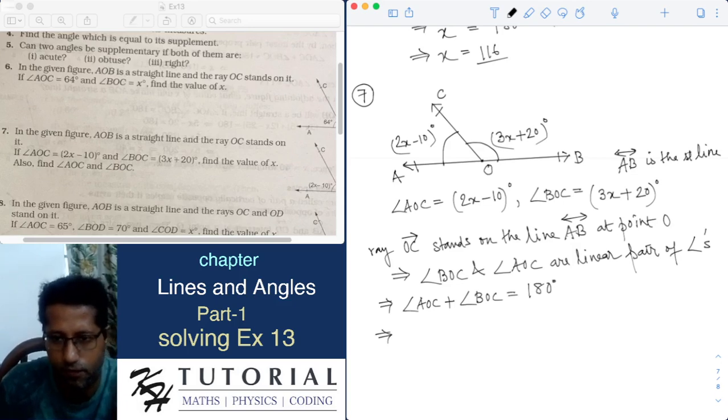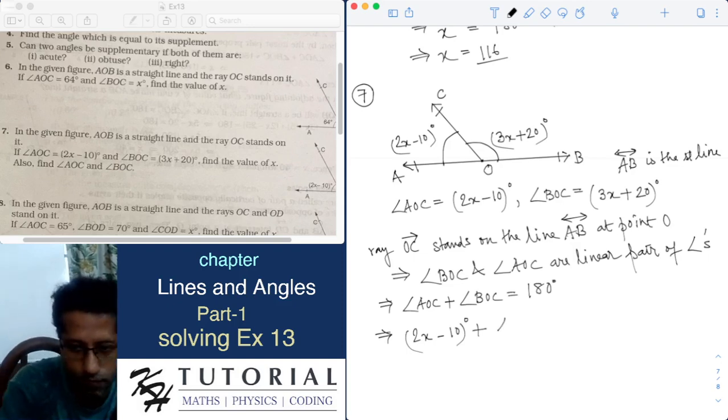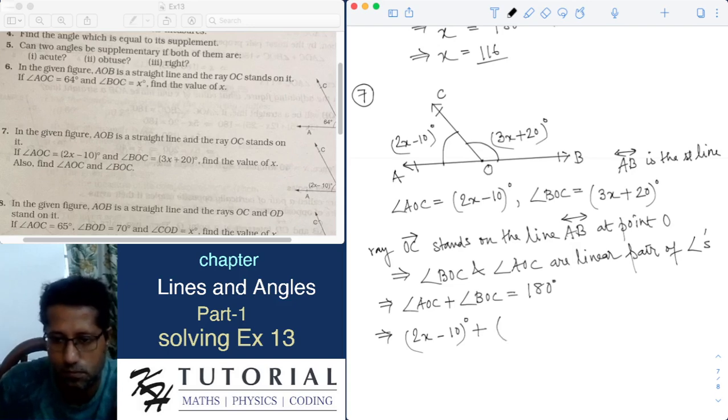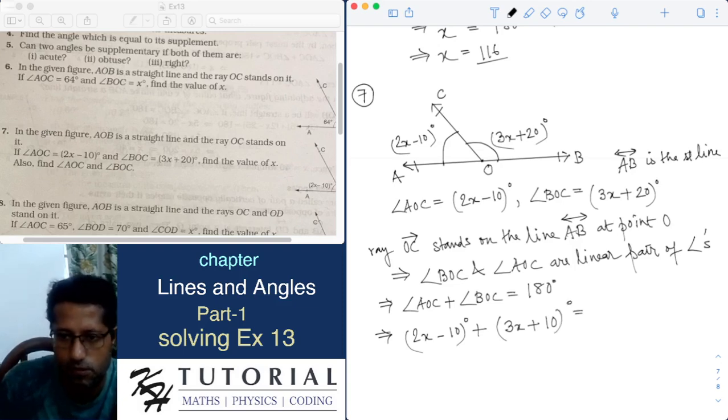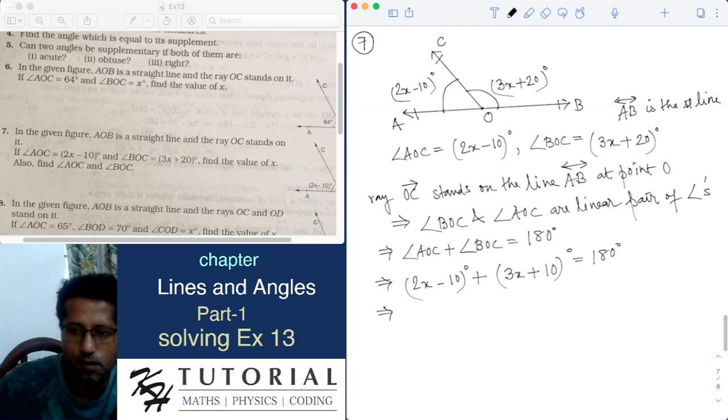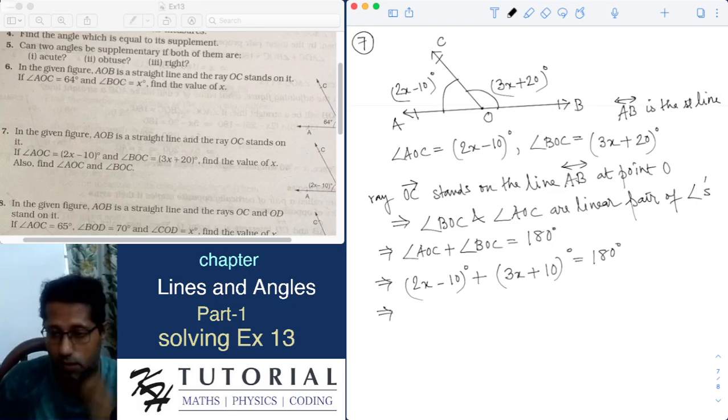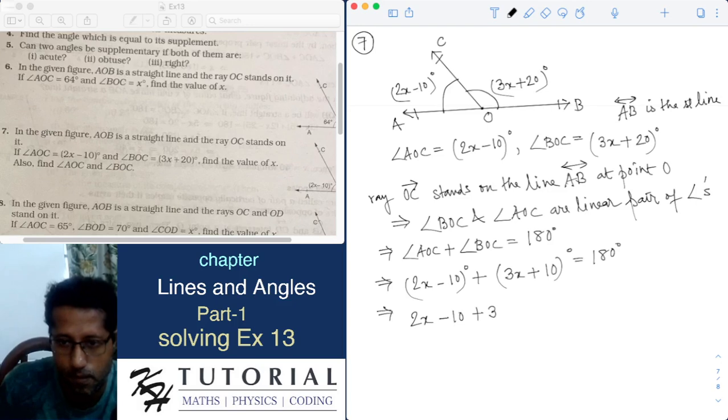Now angle AOC is given in terms of x as 2x minus 10 degree, plus angle BOC is given in terms of x as 3x plus 10 degree, and this is equal to 180 degree. Now on the left hand side we can simplify by opening the bracket like this. We can write this whole degree is equal to 180 degree.